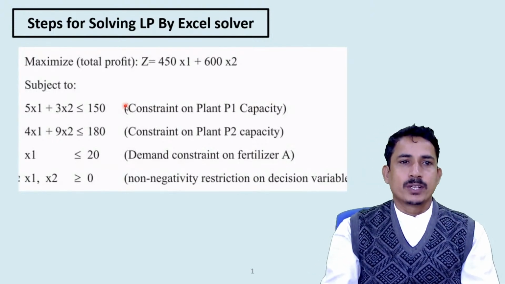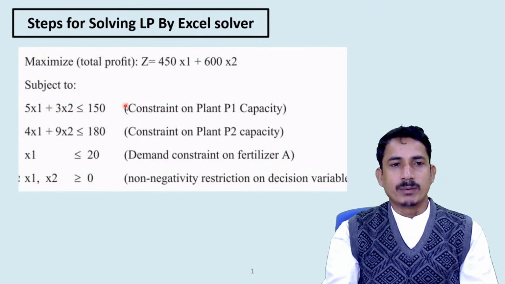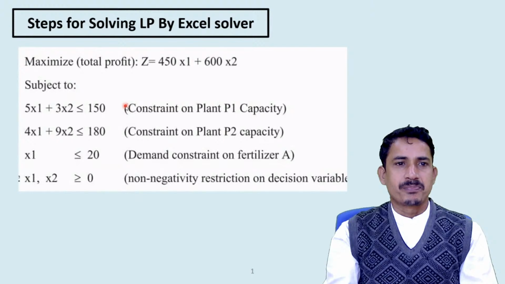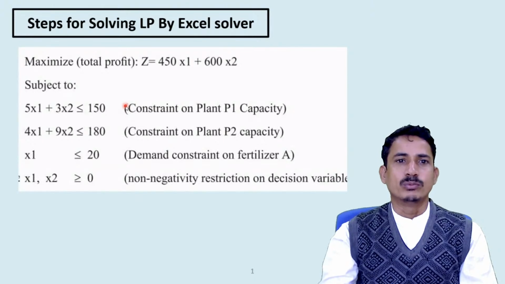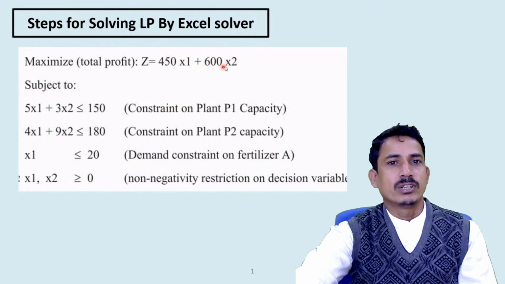Now here, this function is given. From a business problem, we are able to convert to a mathematical model. As it talks about profit, we have written it this way: maximize z = 450 x1 + 600 x2. That is 450 times x1 and 600 units of x2.